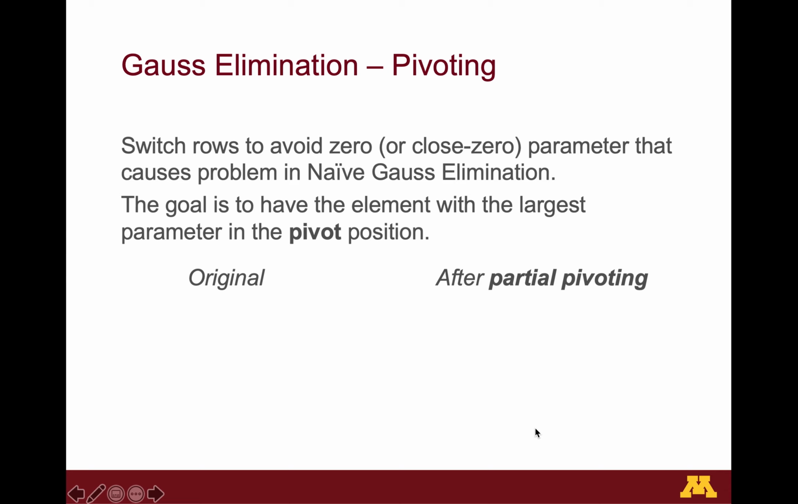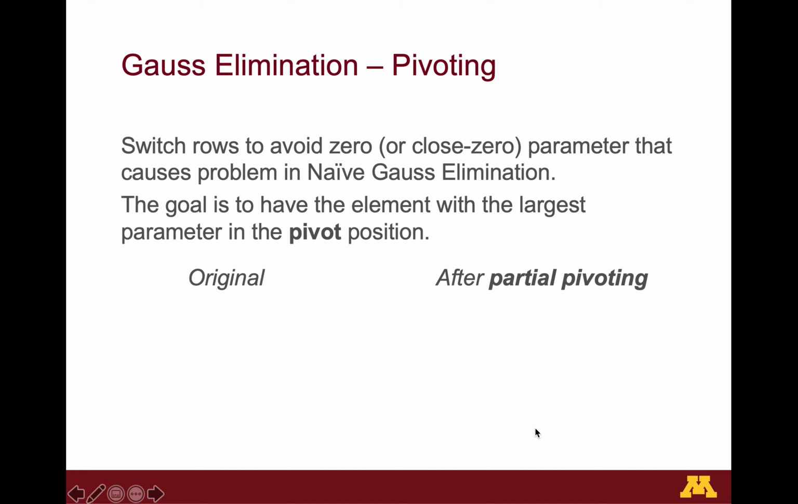In the previous slides, we talked about naive Gauss elimination, where we suppose there are no zero or close to zero parameters involved. Otherwise, we cannot divide. However, if there are zero parameters, we need to switch rows and columns by using permutation, and this is called pivoting. The goal of pivoting is to have the element with the largest parameter in the pivot position.